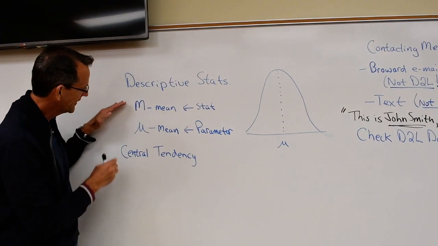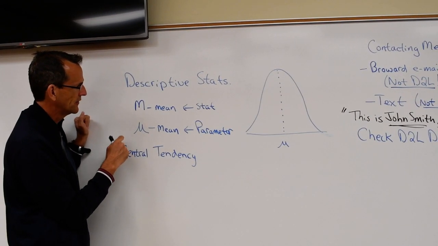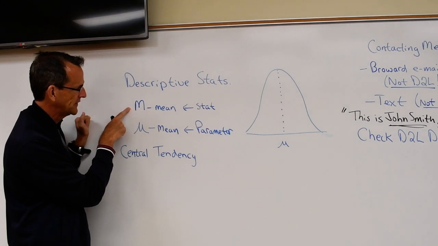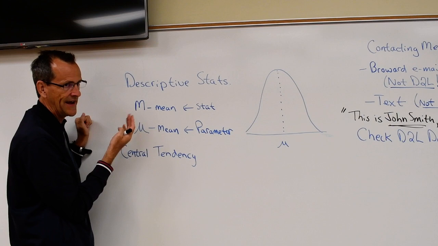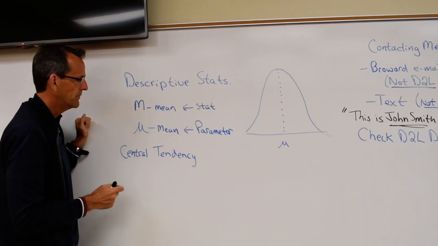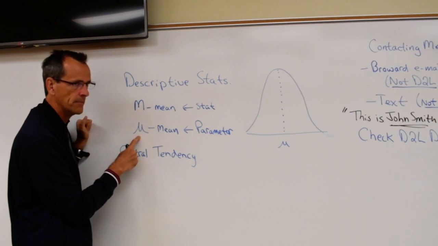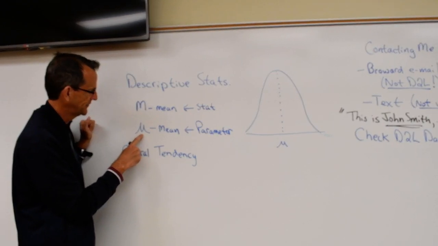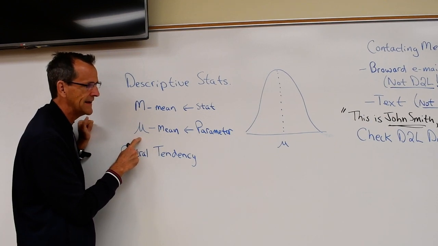Now, you may notice I've used different symbols over here. Usually for statistics, we use regular English letters like M and X and S and things like that. But when we're talking about parameters, we almost always use a symbol from the Greek alphabet. Like this is the Greek letter mu, which is commonly used for mean.